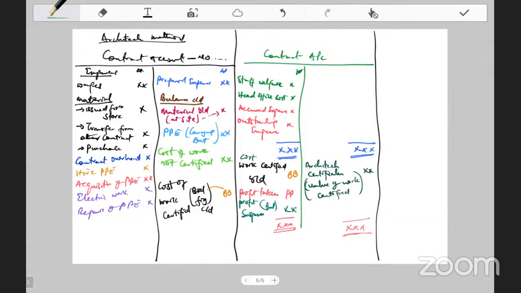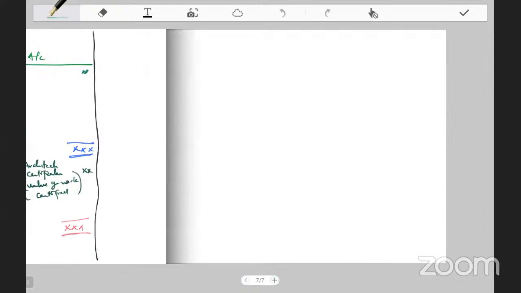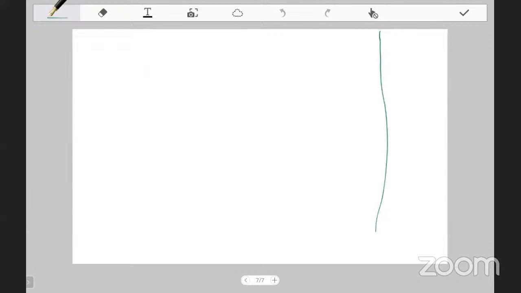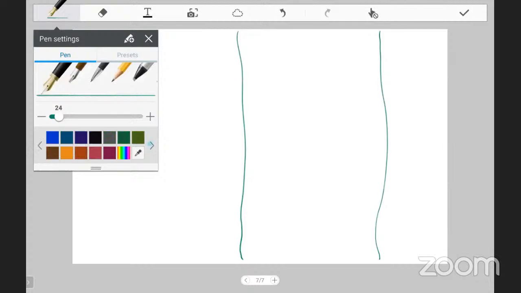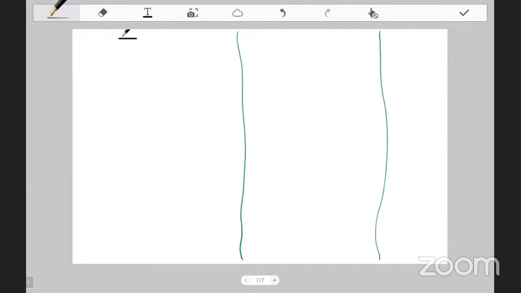And this is the ledger for contract accounts. Having finished the contract account, the other ledgers that we always have are the retention account and the contractee account. So the first one that we always have is the contractee account. Who is the contractee, class? The owner of the contract, the person that is giving the contract.